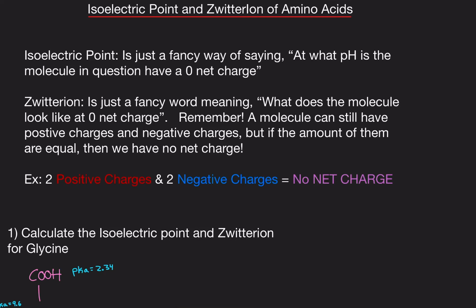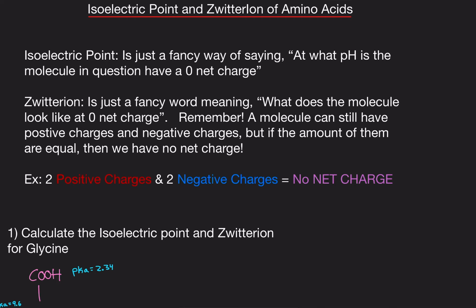All right, welcome back. In this video, we're going to go over how to calculate the isoelectric point and the Zwitterion for amino acids. So, to start off with some definitions. First, what is the isoelectric point? Well, the isoelectric point is just a fancy way of saying at what pH does the molecule in question or amino acid have a zero net charge. So it's a number, it's a pH value.